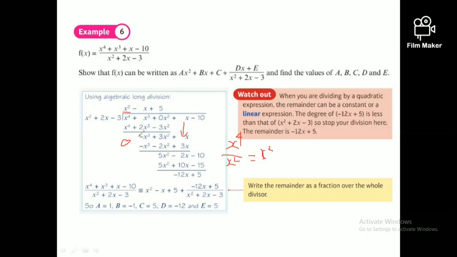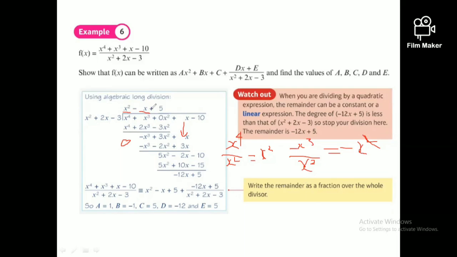Then the first term is minus x cube. Now see how many x squared terms are there for minus x cube. Minus x cube divided by x squared. Sorry, I just made a mistake. It should be divided by x squared, not x. That is just minus x.